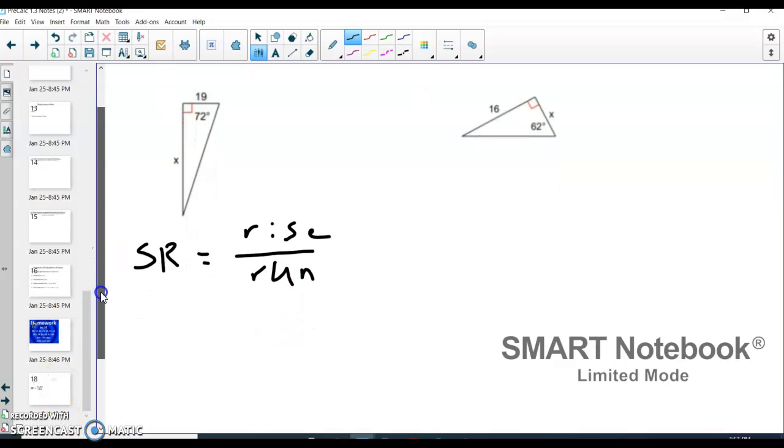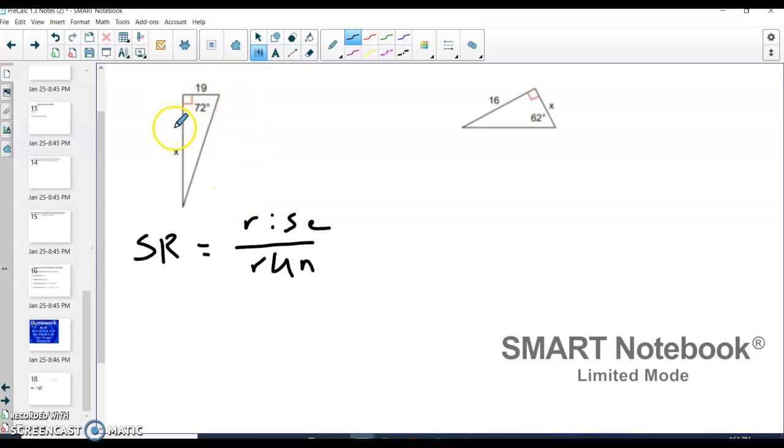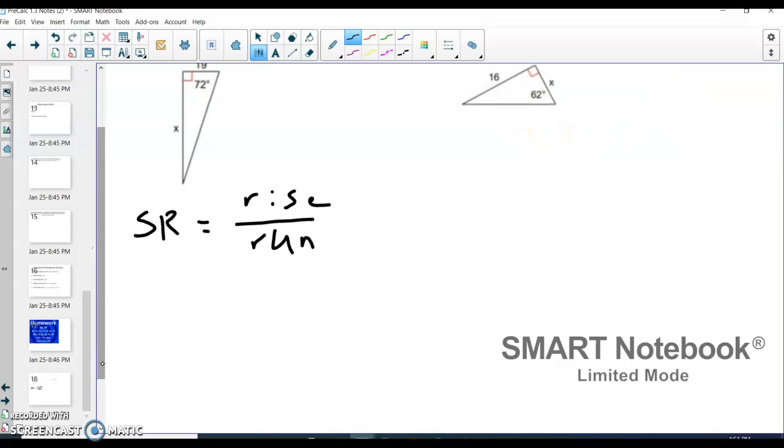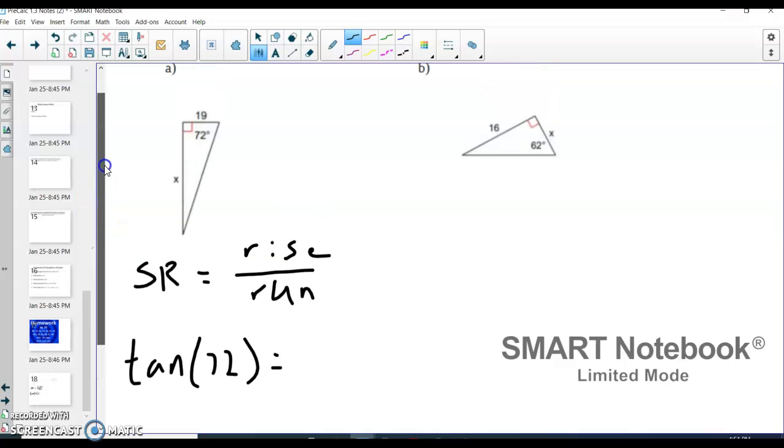And the slope ratio is always going to be using the angle that they're giving us, okay? So in this first one, it's 72. In the second one, it's 62. And so to find our slope ratio, we learned in chapter 4, we can do the tangent of the angle they're giving us. So in this first part A, we can do the tangent of 72 and set that equal to the rise over the run, okay?